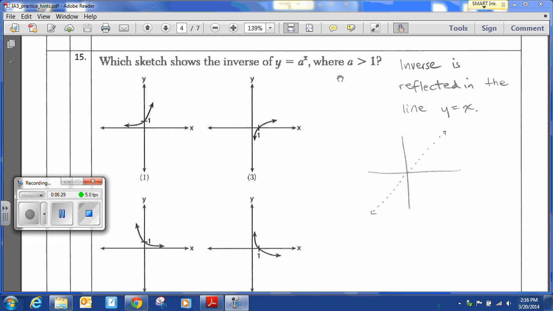Now remember, an inverse is always the same picture but reflected in the line y equals x. Here's the line y equals x. It's that diagonal line that goes from quadrant 1 to quadrant 3.